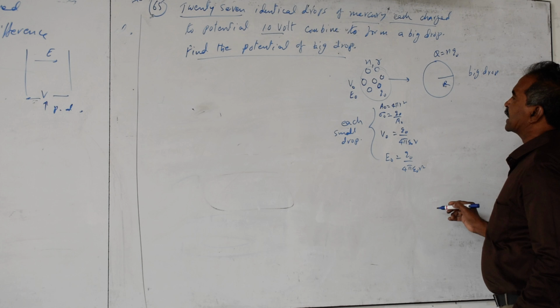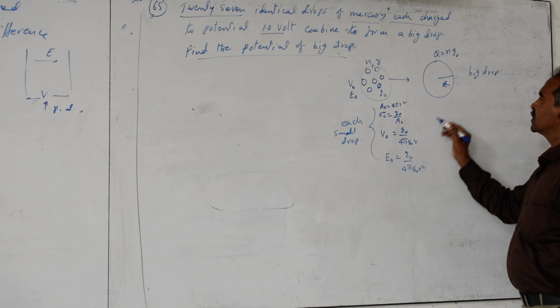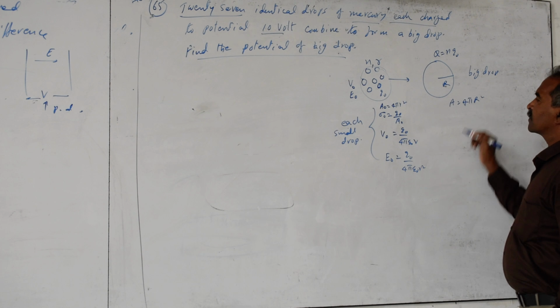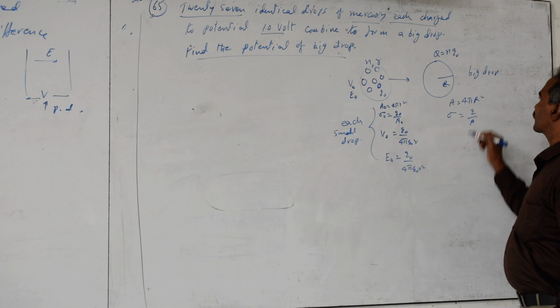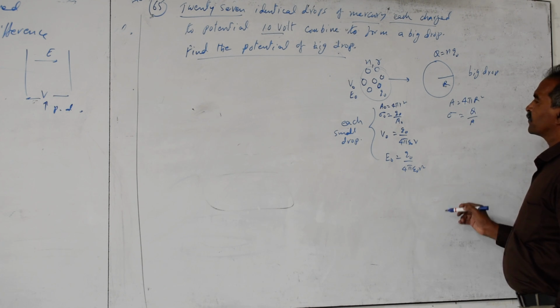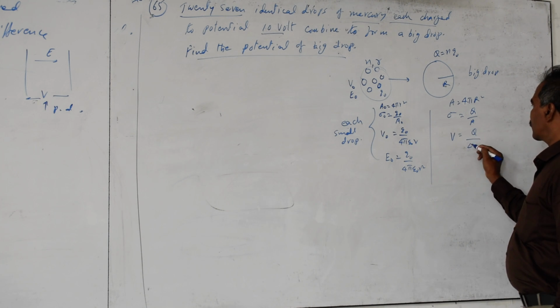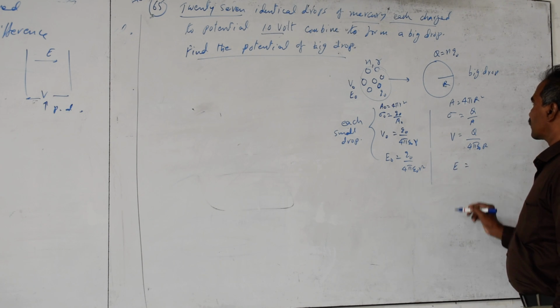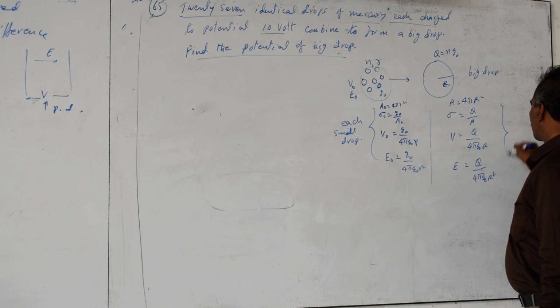But this is a big drop. For the big drop, radius is capital R. Then what is the remaining constant? Volume is constant. So area becomes 4 pi R square. Sigma is equal to Q by A. This Q I am taking as capital Q. And potential on the surface is equal to capital Q by 4 pi epsilon into capital R. We are going to use this relation. Electric field for the bigger drop is nothing but total charge by 4 pi epsilon into R square. This is for the bigger drop.